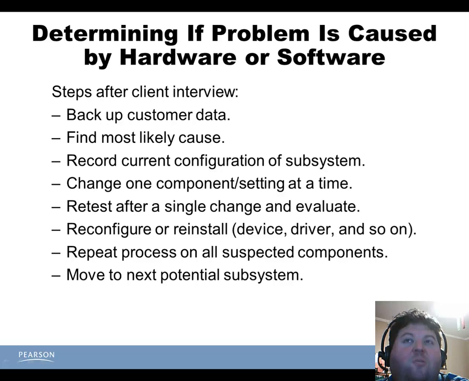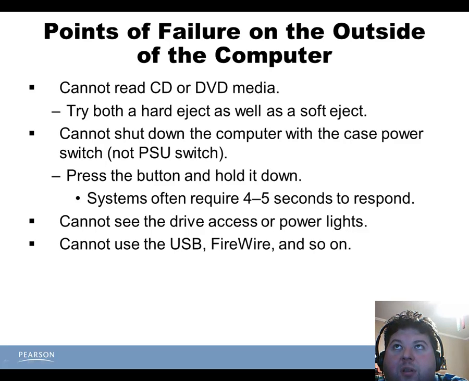After you've done the client interview, back up the customer data. Remember, if you lose their data, you're going to be the one at fault, so make sure you've got a backup of their most important stuff. Find the most likely cause. Record the current configuration of whatever subsystem. If you think it is a device issue, make a snapshot of what the settings are before you change anything. Change whatever you think might be the problem one piece at a time and retest until you find the problem. And then repeat that on all suspected components and then move on to the next subsystem.